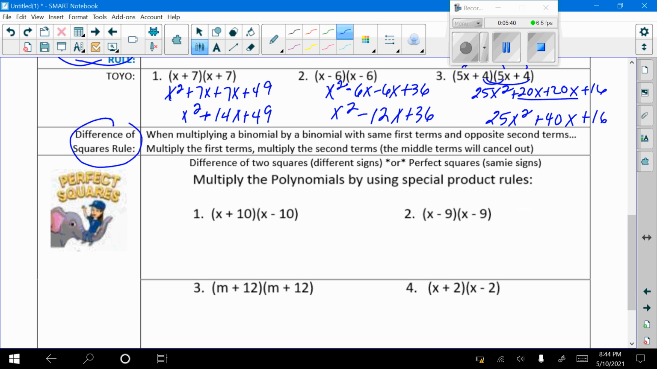Okay, then we have this difference of squares. There's a little bit of a rule here. When multiplying a binomial by a binomial with the same first term and opposite second term, you're going to multiply the first terms, multiply the second terms. The middle terms will end up canceling out.